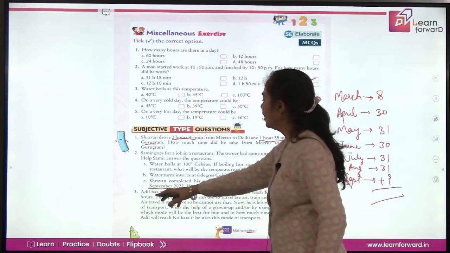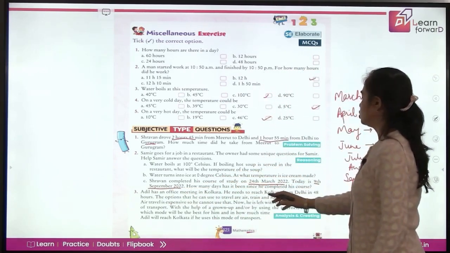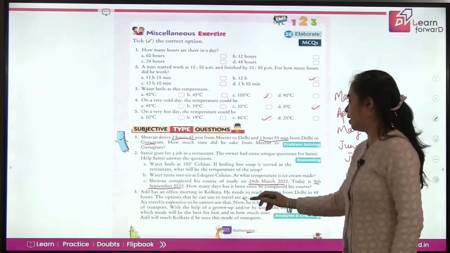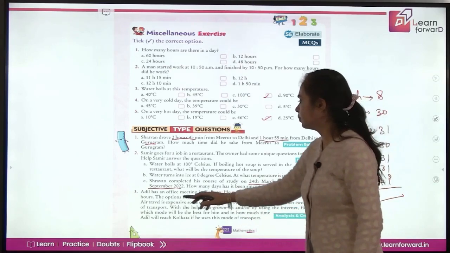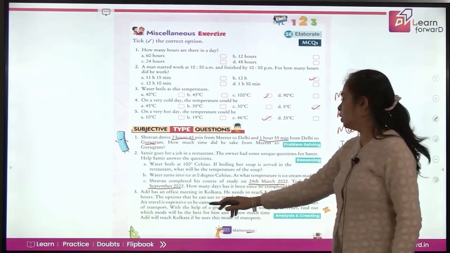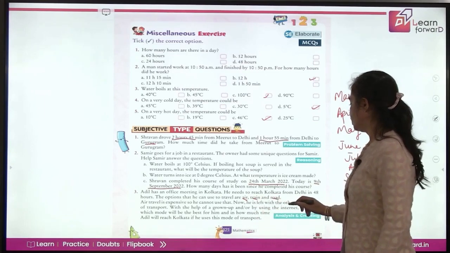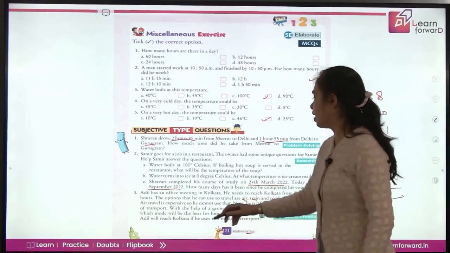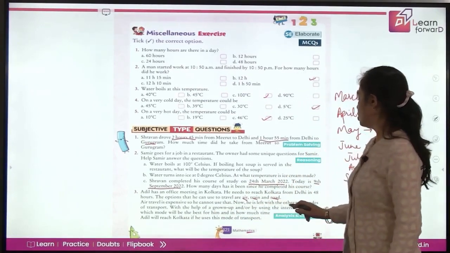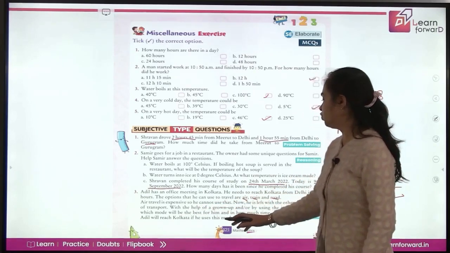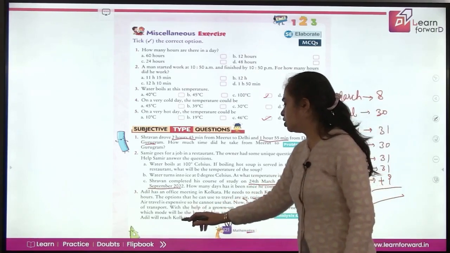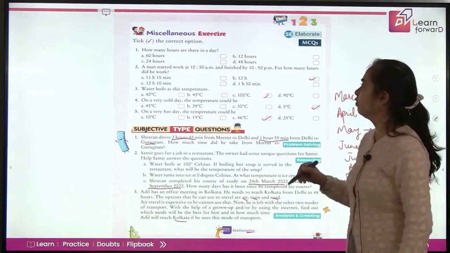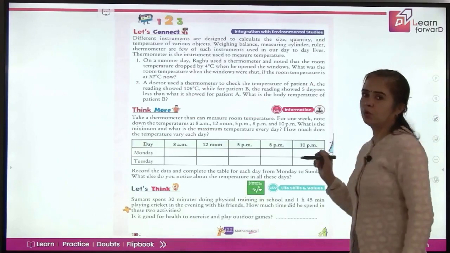Next, Adil has an office meeting in Kolkata. He needs to reach Kolkata from Delhi in 48 hours. The options that he can use to travel are air, train and road. Air travel is expensive, so he cannot use that. Now he is left with the other two modes, that is whether he can travel by train or by car. With the help of a grown-up or by using internet, find out which mode will be the best for him and in how much time Adil will reach Kolkata if he uses this mode of transport. So let's have a discussion in family with the elders and explore it.